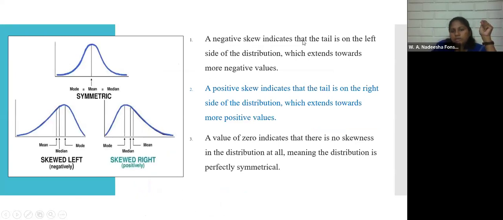Here, the negative skew indicates that the tail is on the left side, which extends towards more negative values. Positive skew indicates the tail is on the right side, which extends towards more positive values. A value of 0 indicates that there is no skewness in the distribution, meaning the distribution is perfectly symmetric.